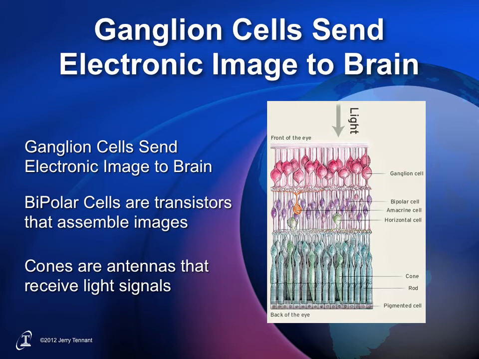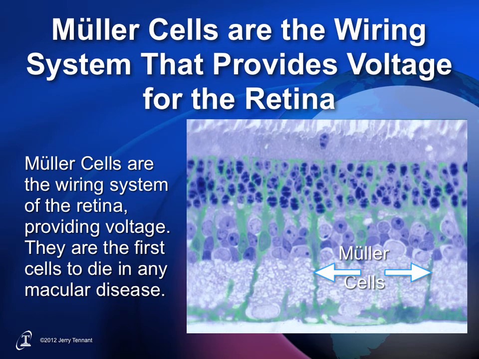The ganglion cells send the electronic image that was created by a combination of the antennas, which are the rods and cones, and then the image created by the transistors of the bipolar cells, and thus then the ganglion cells can transmit these images to the brain through the optic nerve in a format that can be understood by the brain. Now, everything in the body has a wiring system in order to provide it with the appropriate voltage, and in the retina, that wiring system is called Mueller cells. They are the first cells to die in any macular disease.